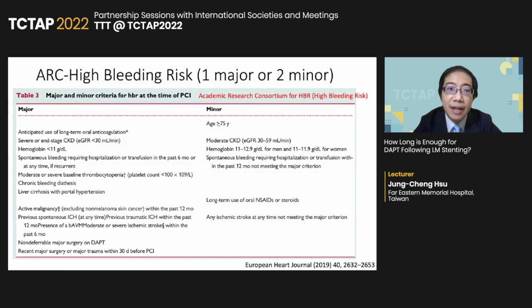In 2019, the Academic Research Consortium defined the definition for high bleeding risk. Those who fulfill 1 major or 2 minor criteria will be referred to as high bleeding risk. Maybe in future studies, we can use the same definition.